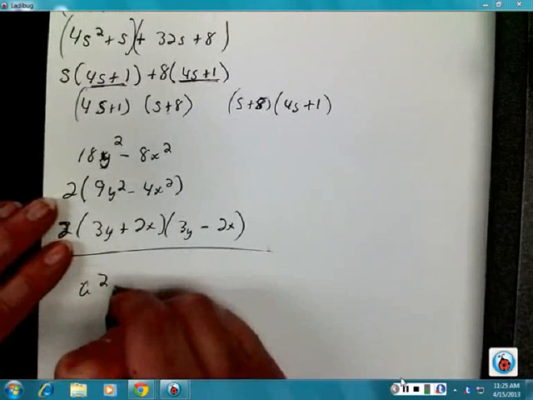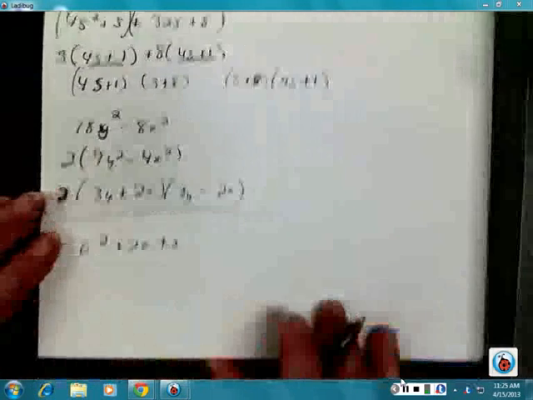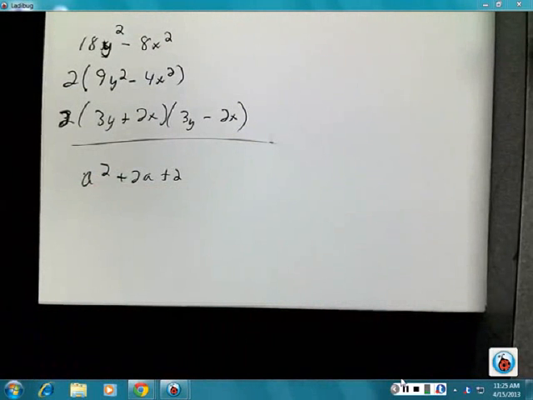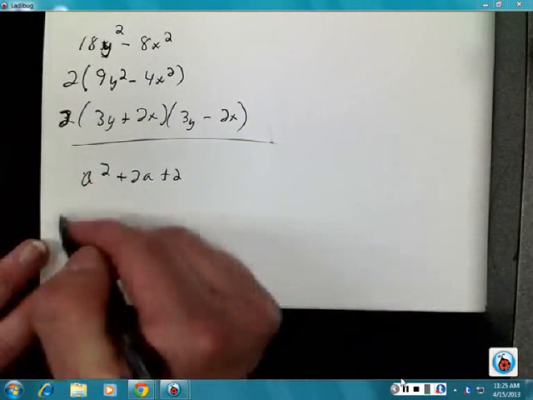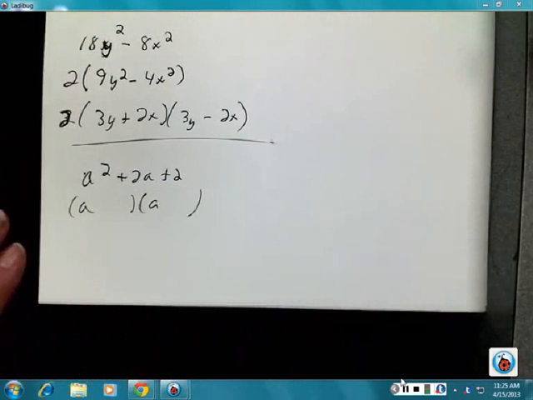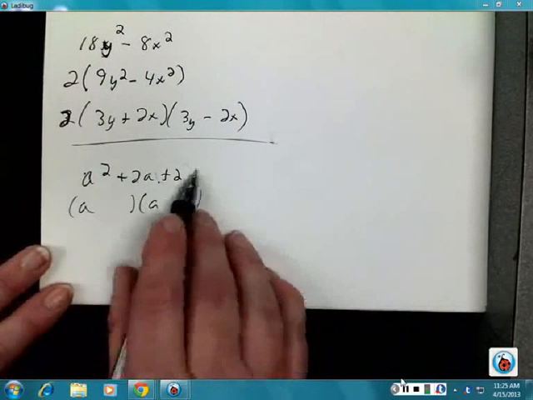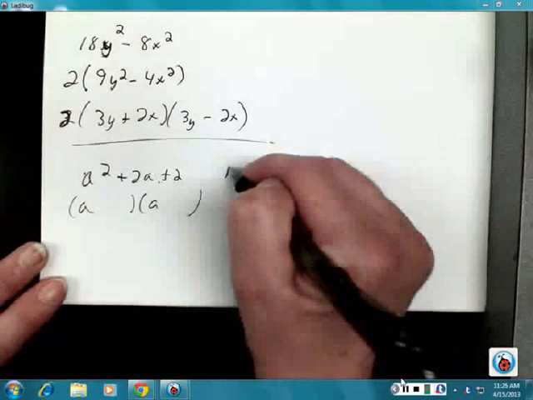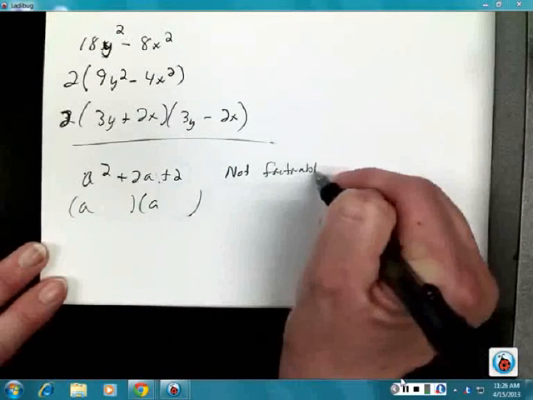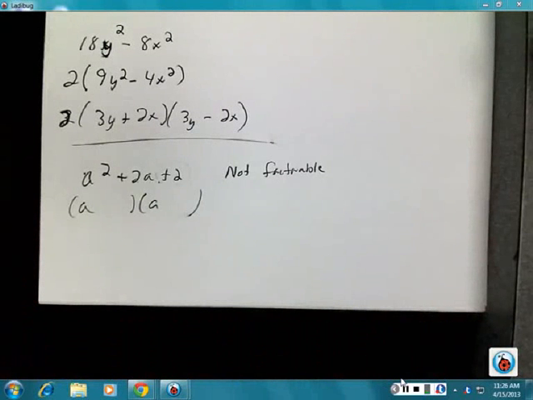How about this one? A squared plus 2a plus 2. How about that one? You get 2a squared. Now, let's try it here. You said an A and an A, right? And what are factors of 2 that are going to add to 2 in the middle? 1 plus 1 is 2, but 1 times 1 is not 2. So this is not factorable. Yep, not factorable. So I cannot do that one at all.